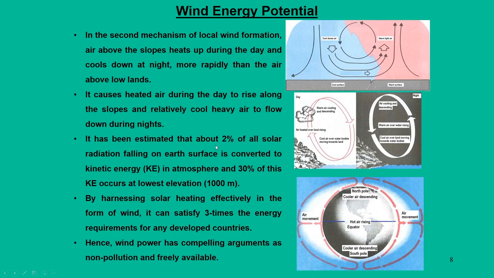In the second mechanism of wind formation, we have hills, the land mass in the form of hills. Now, because of the slopes of these hills, air above the slope heats up during the day and cools down at night more rapidly than the lowlands. So, because of this, the heated air during the day keeps rising along the slopes, and relatively cool air flows down during nights. So, this is what we call an elevation difference that causes the air motion, and we call this wind.